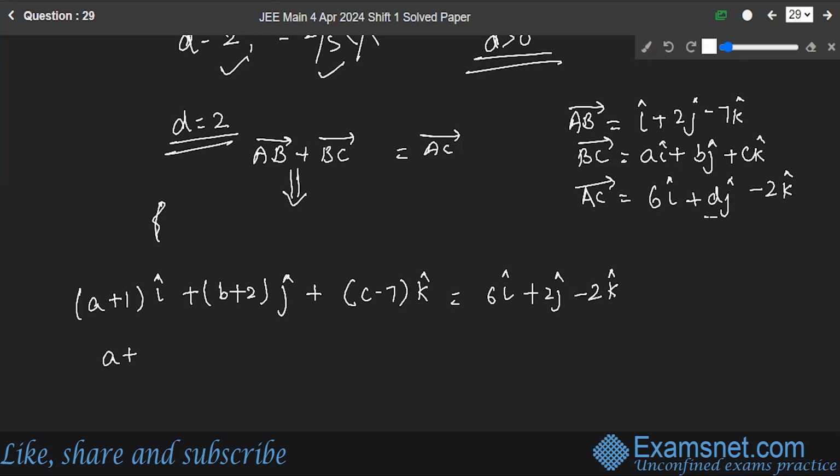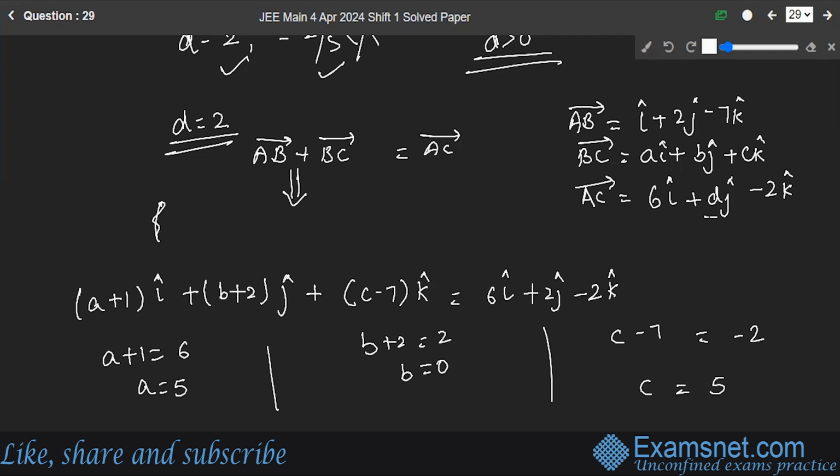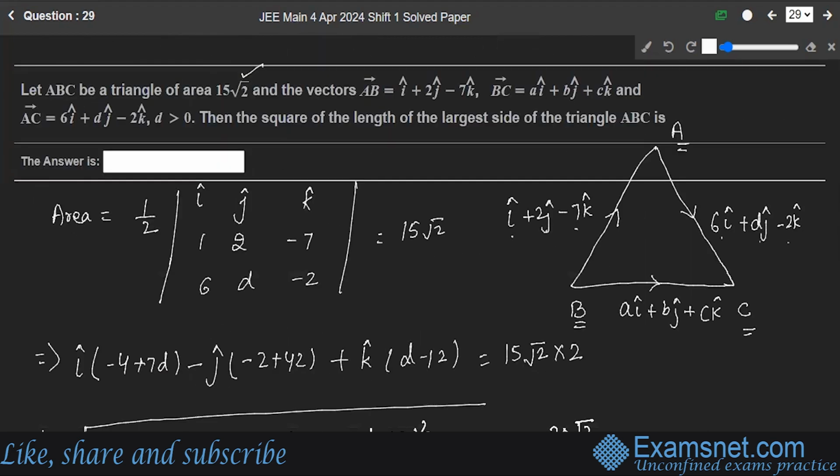So this gives me a plus 1 is equal to 6, which gives me a is equal to 5. b plus 2 is equal to 2, which gives me b is equal to 0. c minus 7 is equal to minus 2, which gives me c is equal to 5. Okay, so these are your AB, BC, and AC vectors, right? What you have to find out in the question was the square of the length of the largest side. So let's find out the sides, right?